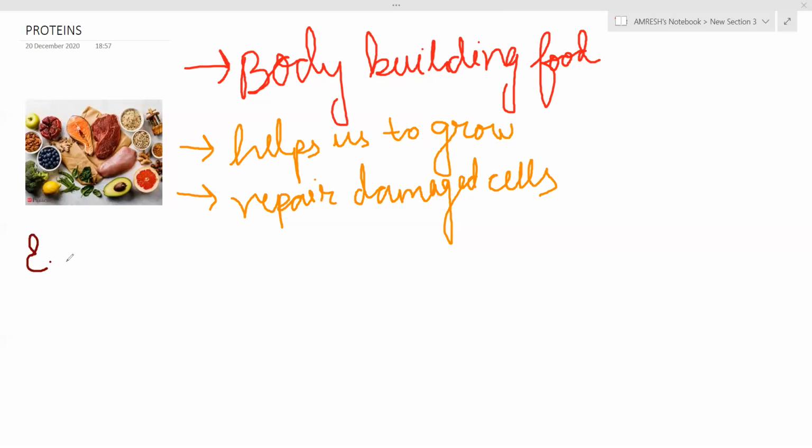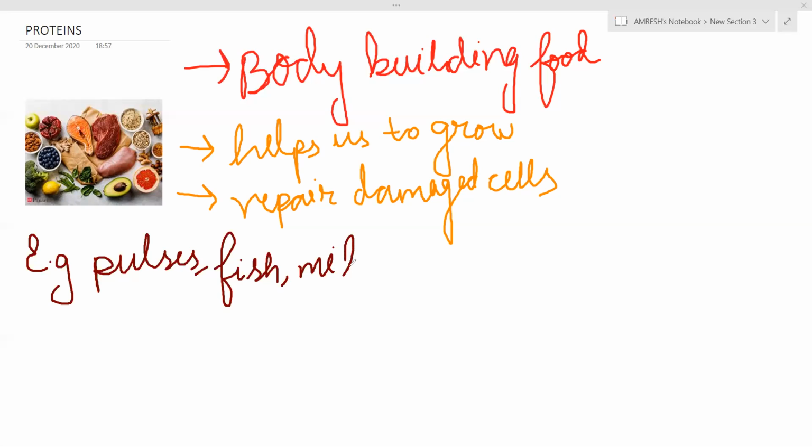Examples, note it down. Pulses, all the dals, they are all protein rich. Pulses. And what else? Fish. Fish is also a very good source of protein. Fish. And what else? Milk. Milk is a very, very important and very good source of protein. All should take milk. Then also milk products and also eggs. If you are not taking meals, you eat eggs. Okay, you will get a very good amount of protein.